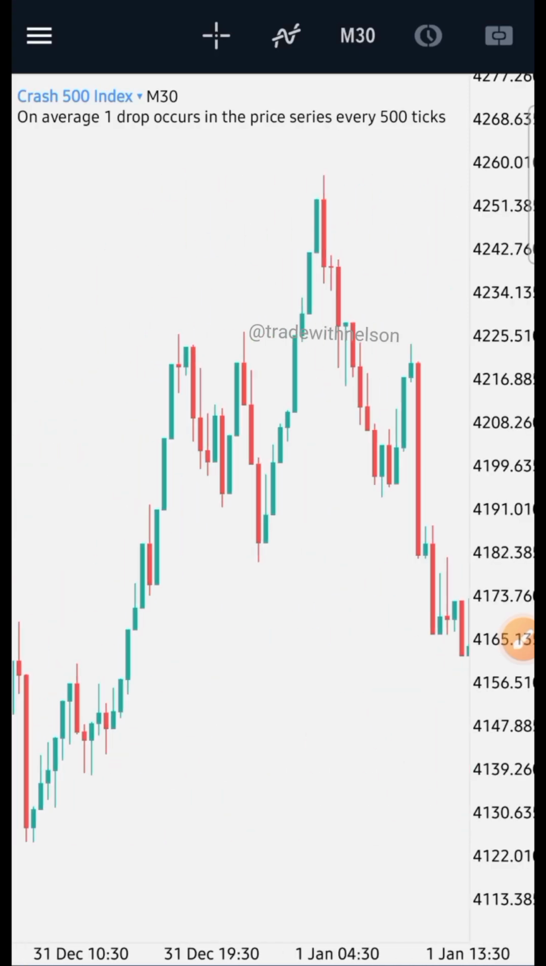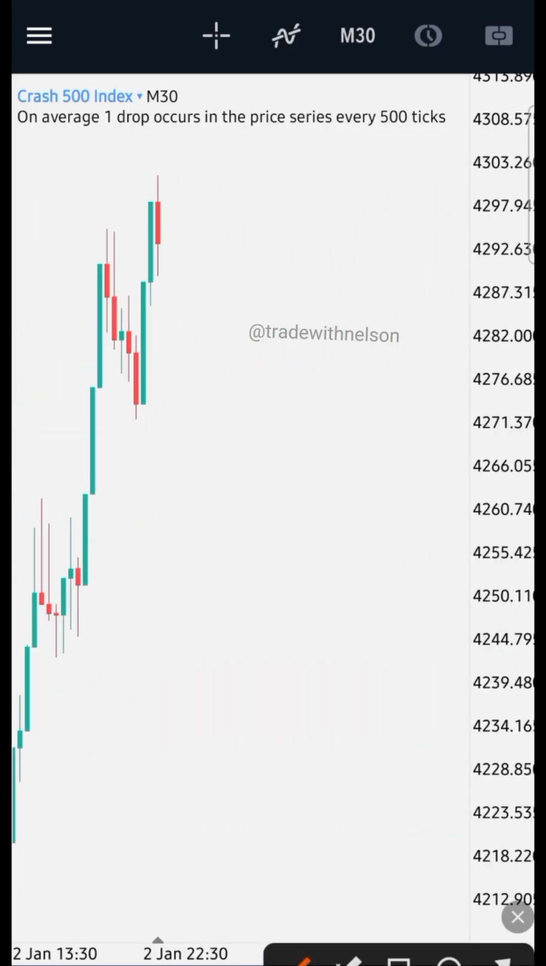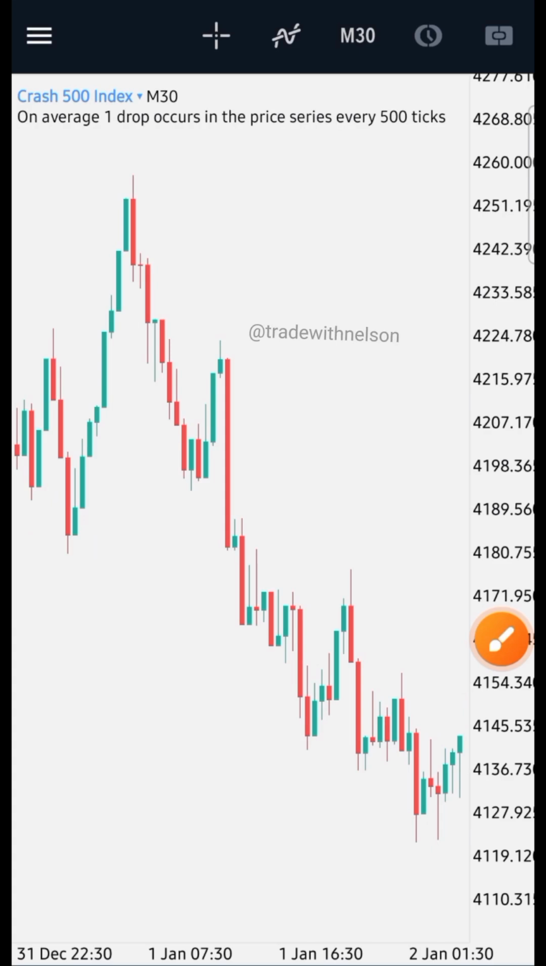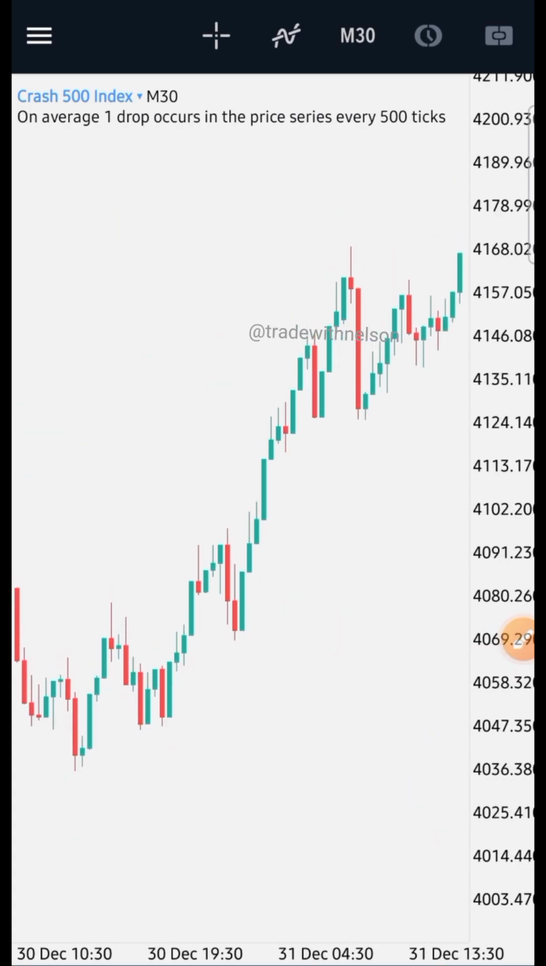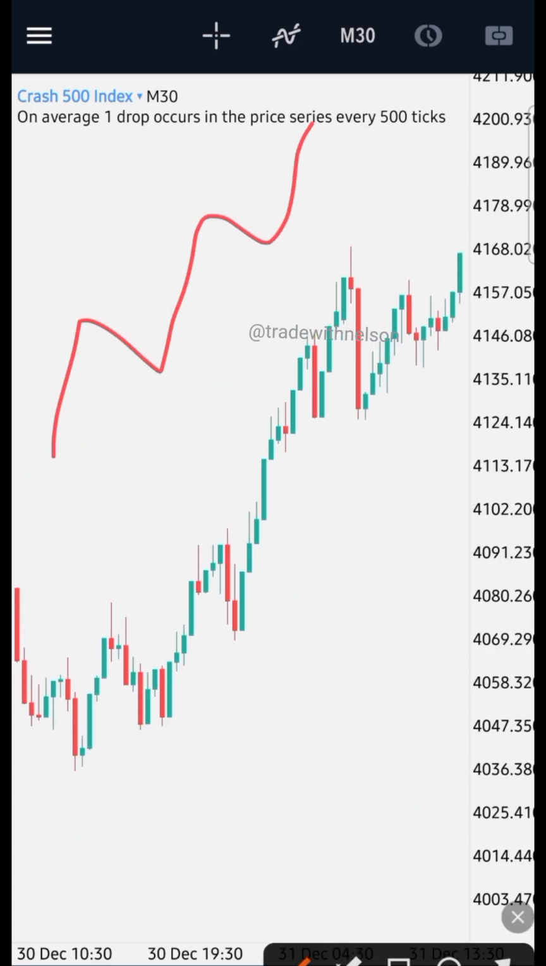So this strategy will require us using two time frames. We'll be using the 30 minutes time frame and the 1 minute time frame. I am on the 30 minutes time frame. When you are on the 30 minutes time frame, we will look for area when market is in an uptrend.